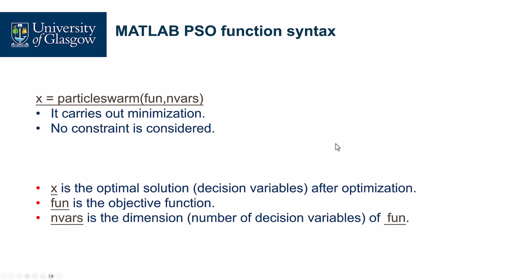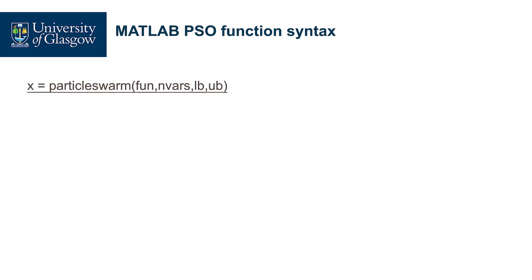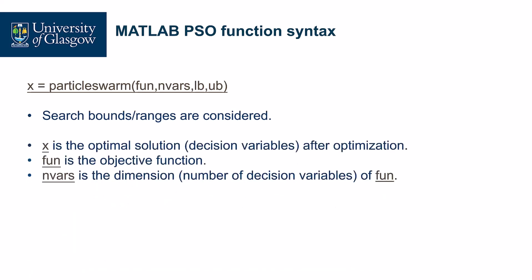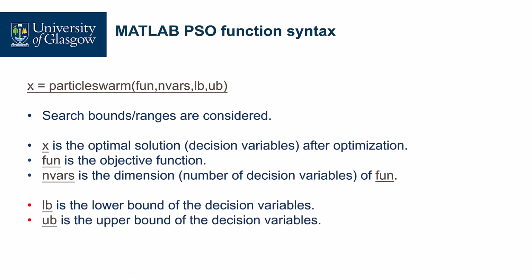So the next step is what? According to the GA experience, we hope to add a lower bound and upper bound. So this is the format with lb and ub. So in this case, the search bounds are considered. The x, fun and nvars are the same as before. And lb is a lower bound of the decision variables, and ub is an upper bound of decision variables.